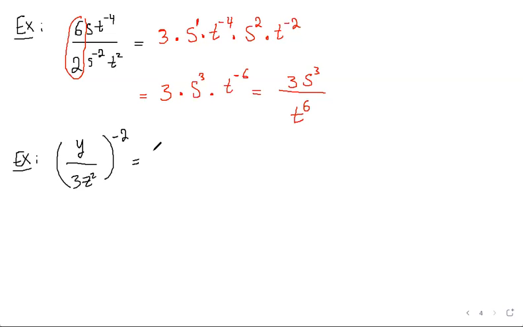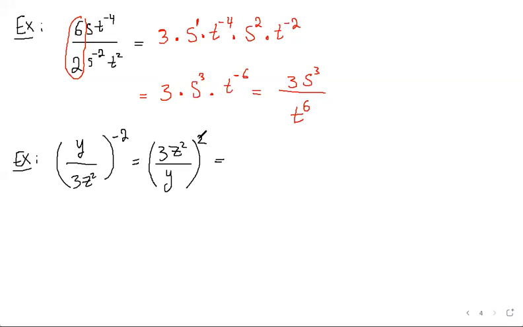Okay, so y over 3z squared. Hold on. Do you see the negative? This one, -2. When I see negative, we flip everything inside the parentheses. Okay, so what's the answer? It is 3z squared over y, everything to the what? To the positive, because I flip everything, I change the negative to the positive.